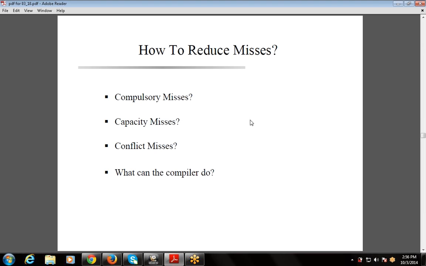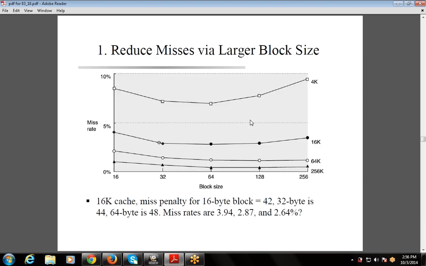Then how do we reduce the misses? First of all, we have studied the categories of misses: compulsory, capacity, and conflict. Now, how do we reduce these misses? What can the compiler do? That is, what is required, or what should be done to reduce the misses?